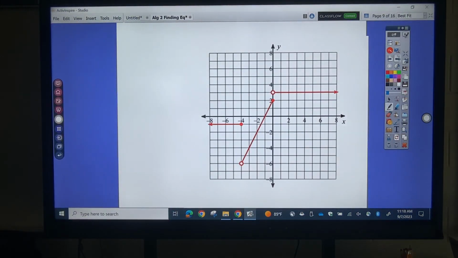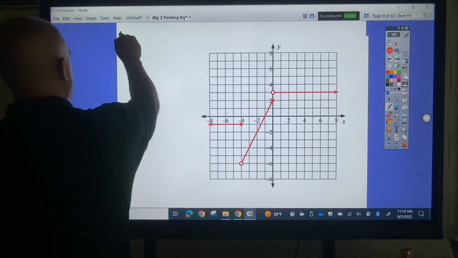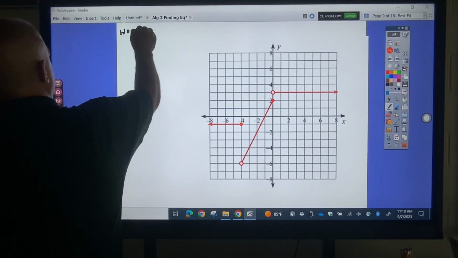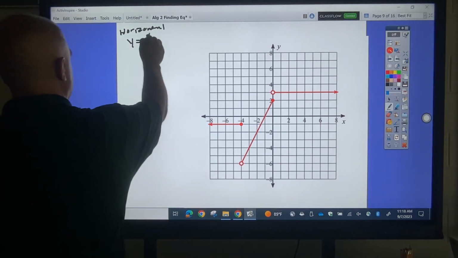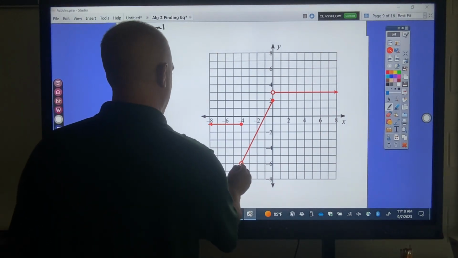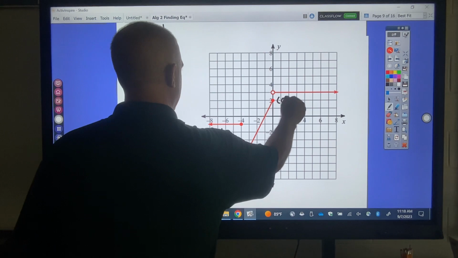Okay, let's say we do this one. All right, this first one right here is a horizontal, so that's gonna be a y equals equation. That's y equals -1, okay? This one, I'm gonna go from -4, -6 to 0, 2, all right?